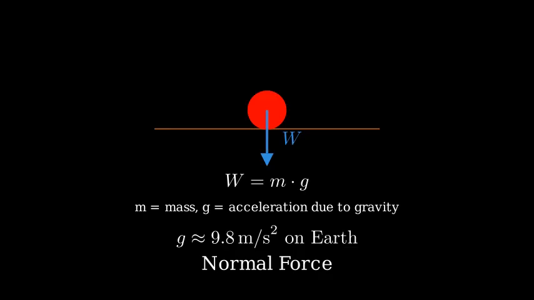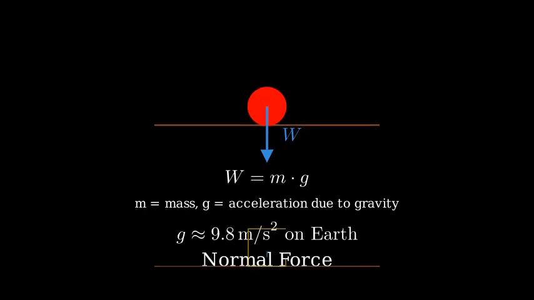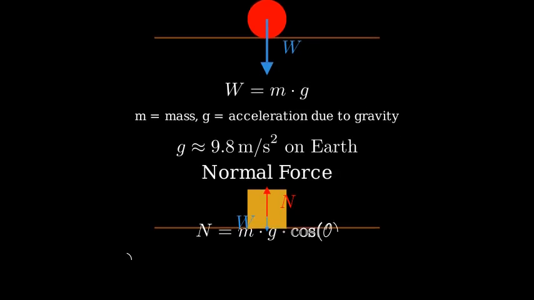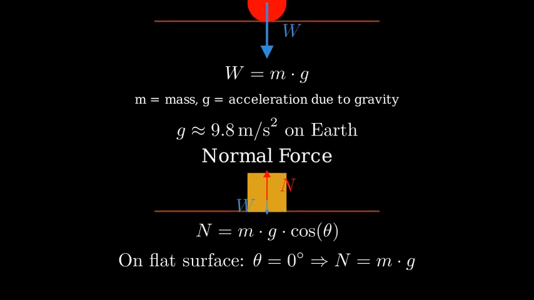The next important force is the normal force. The normal force is a contact force that acts perpendicular to the surface of contact. When an object rests on a surface, the normal force balances the weight of the object, preventing it from falling through the surface. The formula for the normal force on a flat surface is N equals mg cosine theta, where theta is the angle of the surface relative to the horizontal. For a flat horizontal surface, cosine of 0 degrees equals 1, so N simply equals mg.